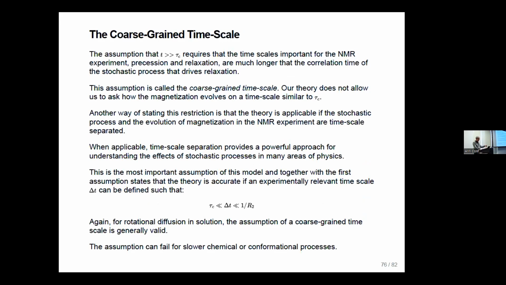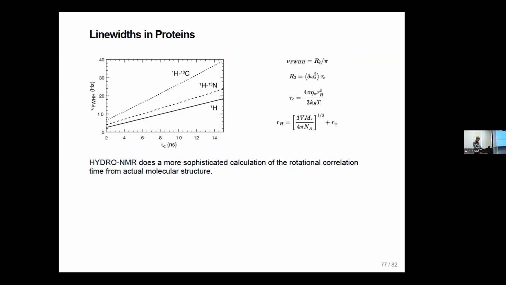There's more you can read. I've said all this along the way, particularly about this coarse grain timescale and when it fails. And here then, we can estimate line widths with this simple formula, or we can use something more sophisticated, but this gets us a long way. Here's tau c for a rigid sphere with some radius. You might take for your protein, get the radius a little larger by adding a layer of water. But basically, we can get an idea of line widths versus tau c. That's, of course, important to you.